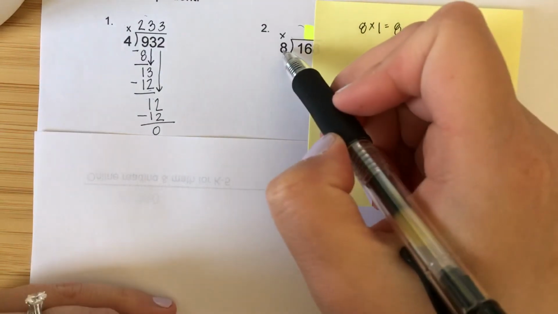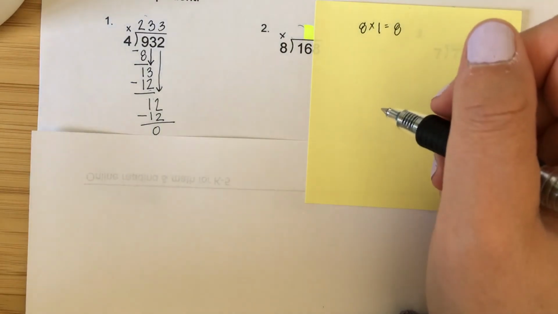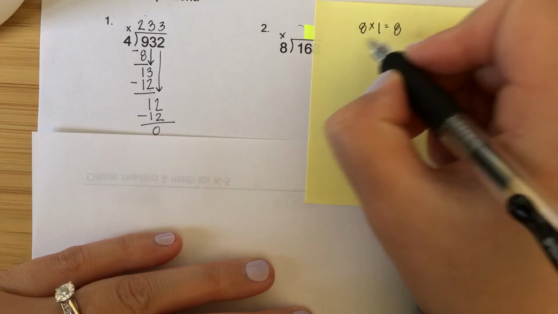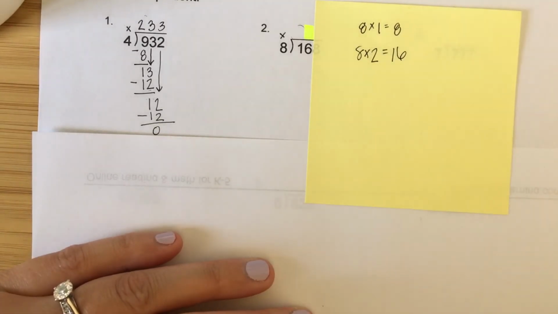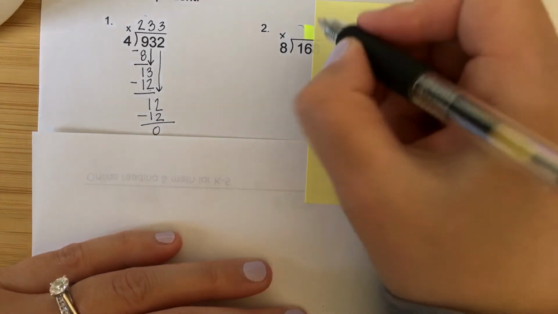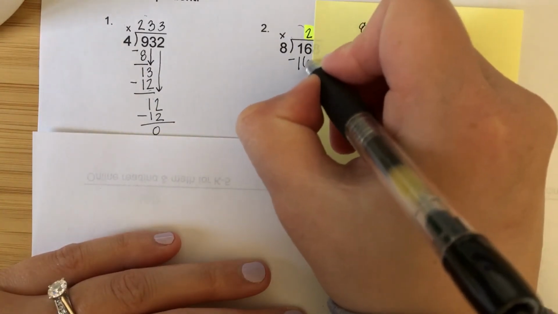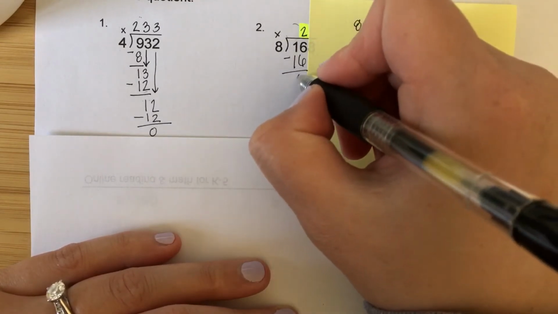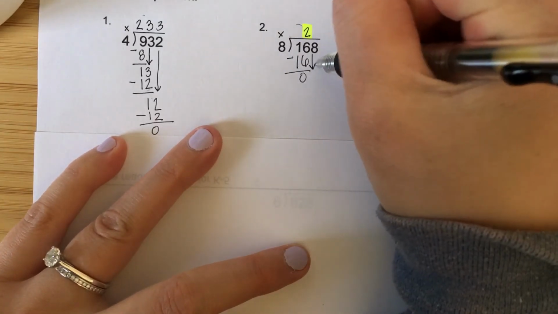And we're going to ask ourselves, 8 times what number gives me closest to 16? We're looking for 16 now. So we have 8 times 1 equals 8. 8 times 2 equals, oh, look at that, 16. Perfect. So 8 times 2 equals 16. So we're able to subtract 16 from there. 16 minus 16 is 0. Okay. Then we uncover and bring that 8 down.